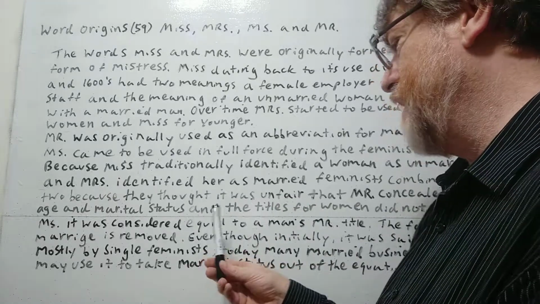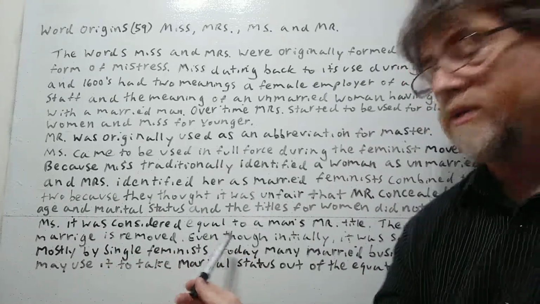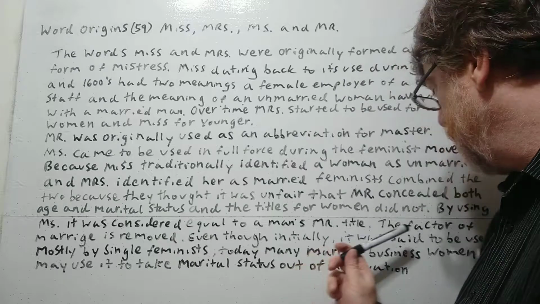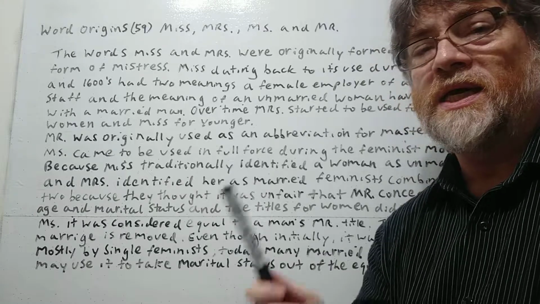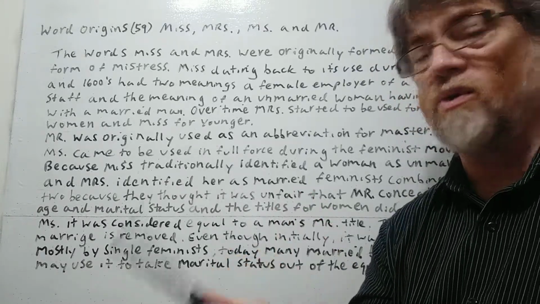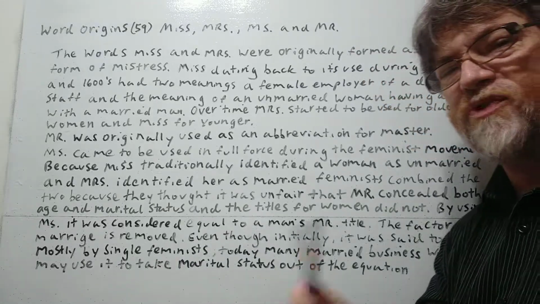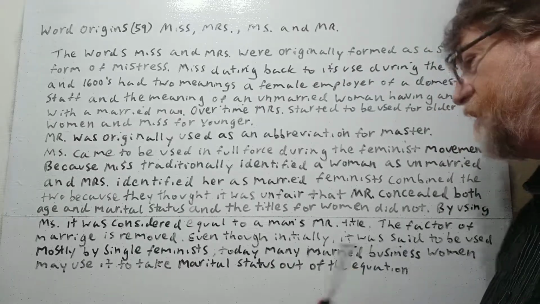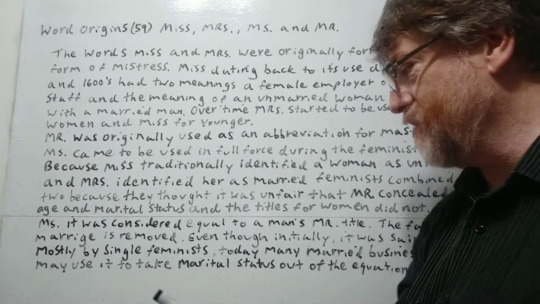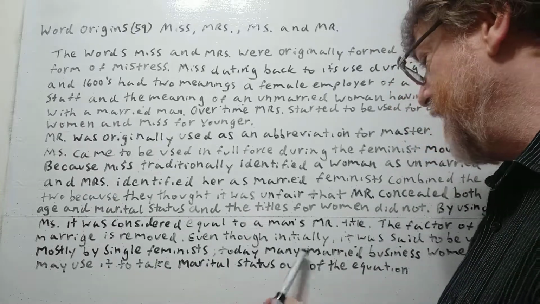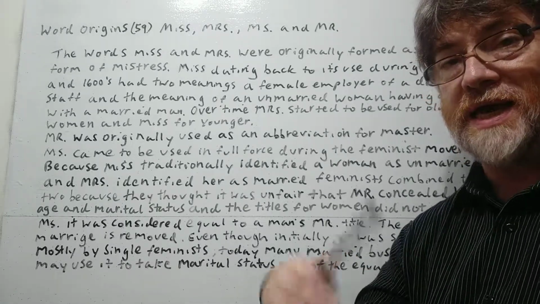Titles for women did not conceal marital status, right. By using Ms., it was considered equal to a man's Mr. title. The factor of marriage is removed, because if a woman uses Ms., you can't be 100% sure whether she's married or unmarried. Even though initially, when they first started doing this in the 60s, it was said to be used mostly by single feminists at that time. Today, that's not as true. Today, many married business women may use it to take marital status out of the equation.